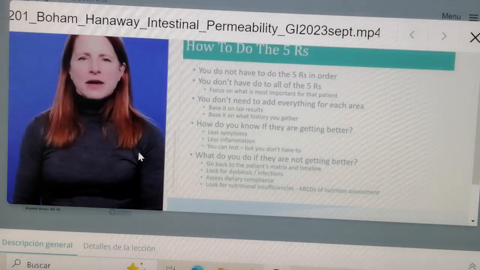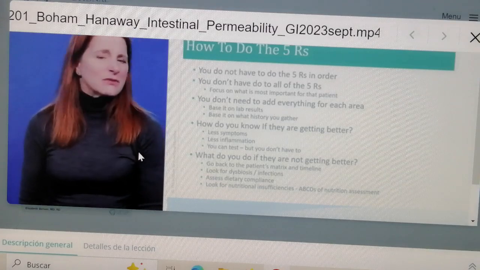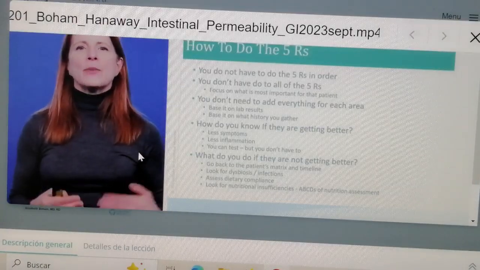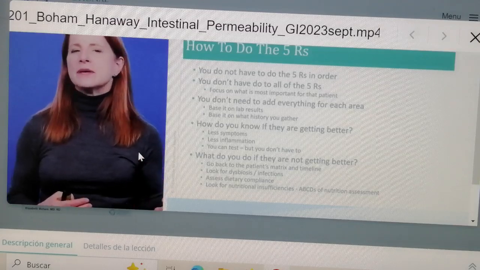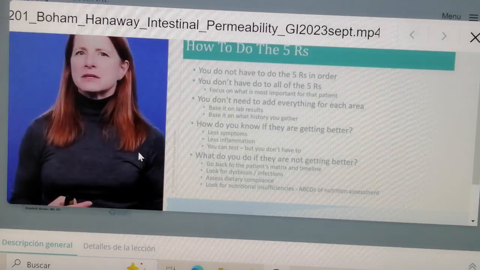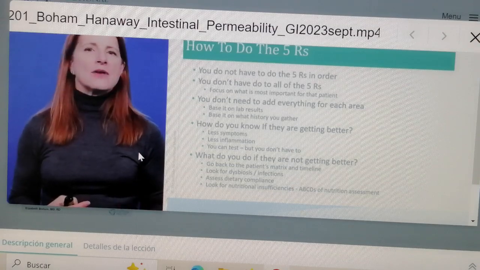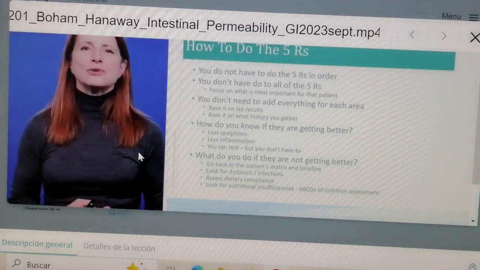And what if they're not getting better? This does happen too, right? You want to go back to their timeline, go back to their matrix, and think about what you could be missing. Are you missing a dysbiosis that you didn't realize? Look at their food diary. Are they really avoiding all the foods you want them to?